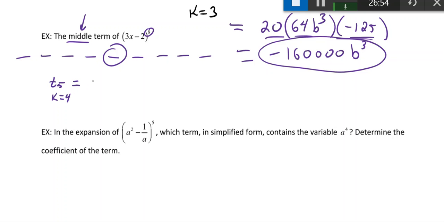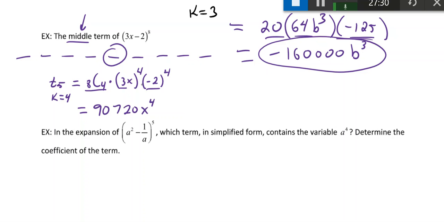So then we could say, okay, that's going to be 8c4 times 3x to the power of n minus 4, so 4, and then negative 2 to the power of k, so 4. And then really I'm just looking at all my numbers there mostly, trying to figure out what my coefficient in the end is. So doing all that, we get 90,720, and then x to the 4, because at some point I've got x to the 4 there.